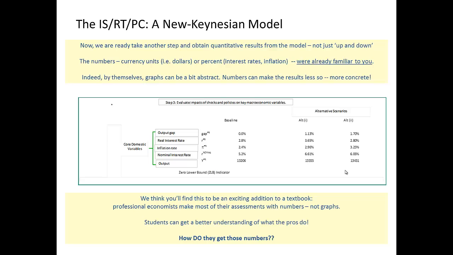We think that you'll find this to really be an exciting addition to the textbook. One reason why that is because the professionals, when they make their estimates, they use numbers. They talk about numbers. They don't use graphs. So when you read that in the newspaper, you'll see numbers. You won't see graphs. You probably want to have a better understanding of what the pros do. Your students probably want to have a better understanding of what the pros do. So the theme here is, how do they get those numbers?